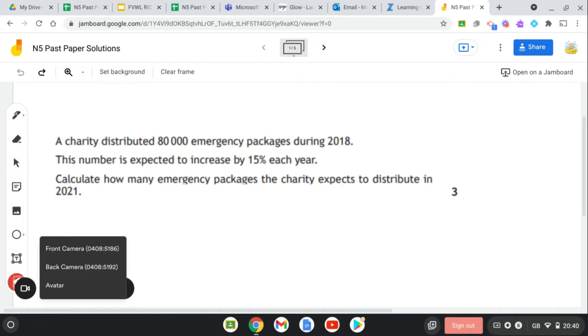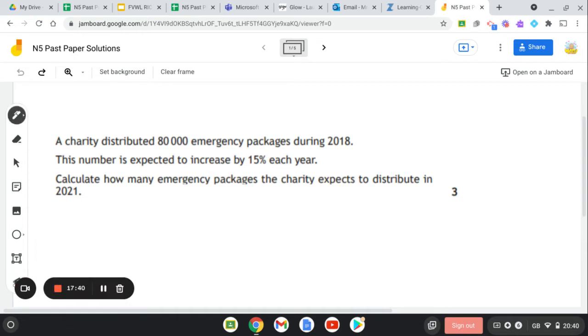This question says that a charity distributed 80,000 emergency packages during 2018. This number is expected to increase by 15% each year. Calculate how many emergency packages the charity expects to distribute in 2021. What we have got is an appreciation question. Remember, in the guidance that the SQA released a couple of weeks ago, they have said that depreciation is out. So you could pretty much guarantee that an appreciation question like this is going to be in.